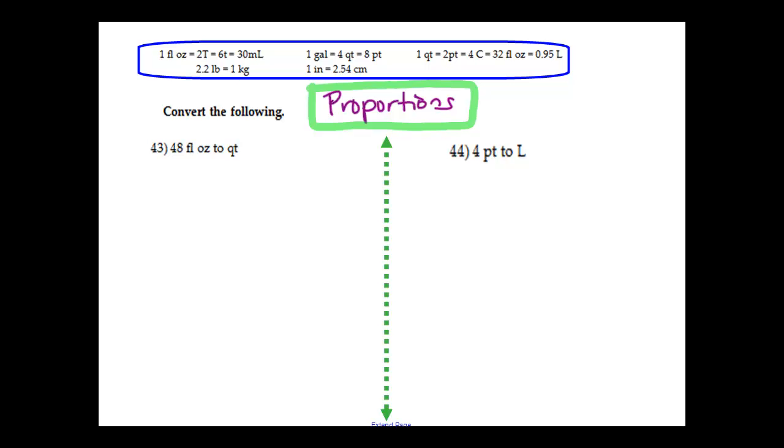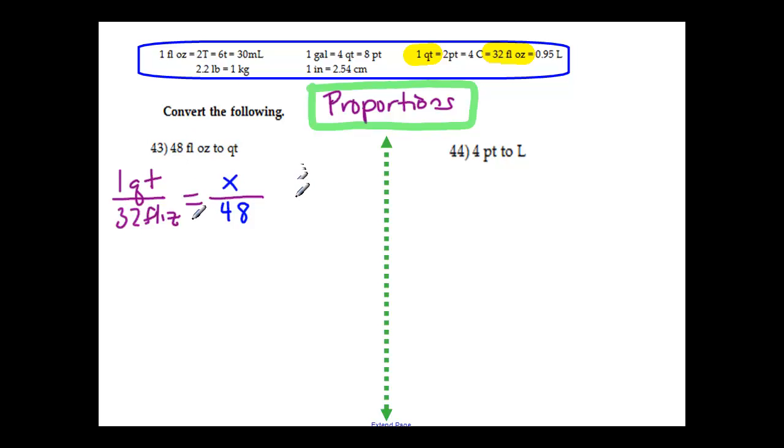For number 43, we're doing fluid ounces to quarts. So looking up at our units, we're looking for fluid ounces to quarts, which is going to be over here. 1 quart equals 32 fluid ounces. That's my conversion factor. Now I look at the problem. We have 48 fluid ounces. The fluid ounces are in the denominator. We want the quarts, which is going to be on the numerator.